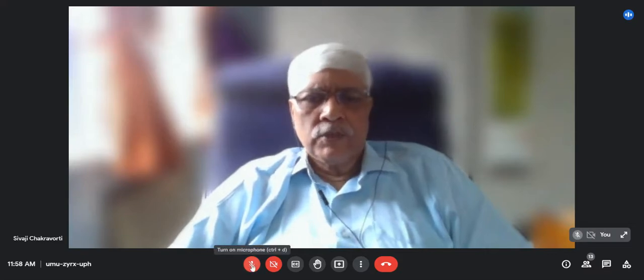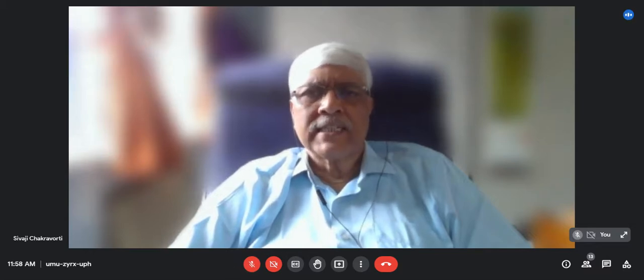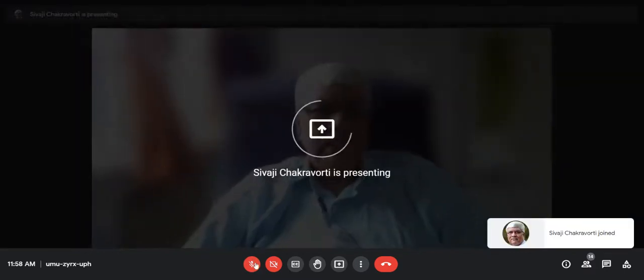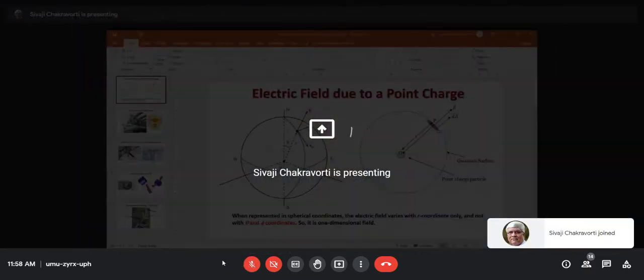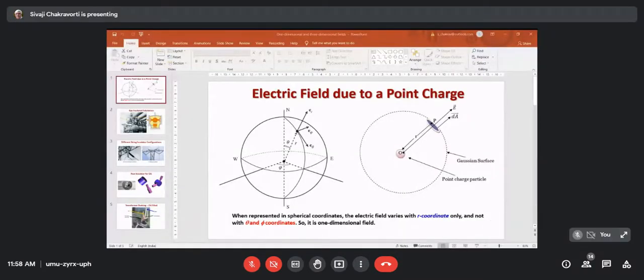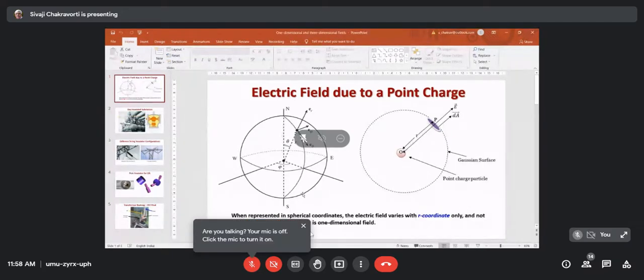Okay, let me show you. This is a very interesting way of presentation. Actually, you know it, but the thing is, we have to correlate this. Hopefully, you will see it now. Electric field due to a point charge. Can you see it now? Okay, good.